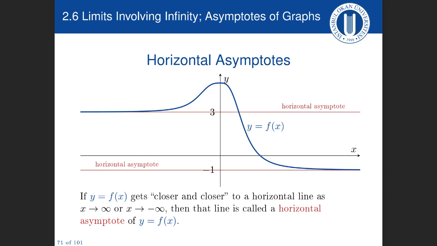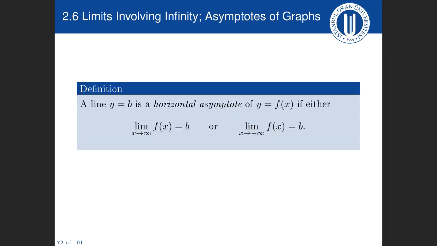Horizontal asymptotes. Sometimes a function y equals f of x gets closer and closer to a horizontal line as x tends to infinity or x tends to minus infinity. If this happens, then this horizontal line is called a horizontal asymptote of y equals f of x. And we find these just by calculating the limits as x tends to infinity or x tends to minus infinity.